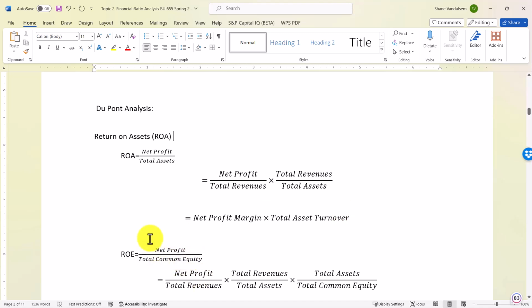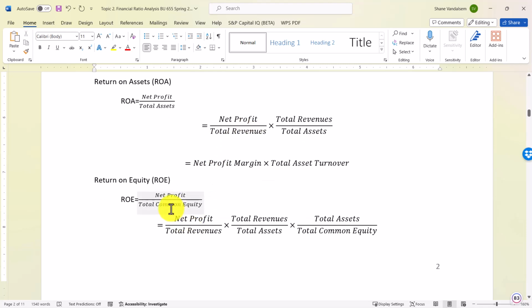So when we look at ROE, return on equity, return on equity is a very common number that's used to analyze and to provide performance measurements for executives. And oftentimes their bonuses at the end of the year will be based on the ROE of the firm, the return on equity for the firm. And so again, the way we calculate ROE is net profit divided by total common equity.